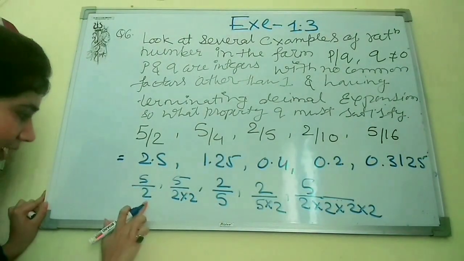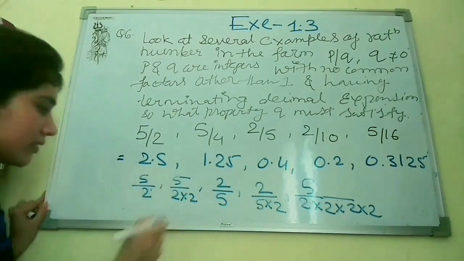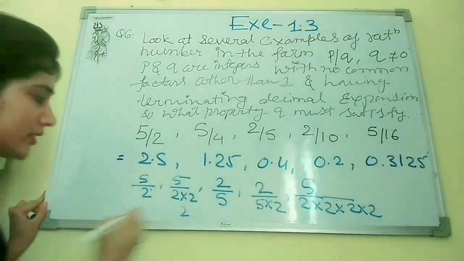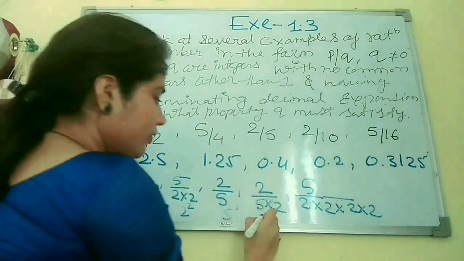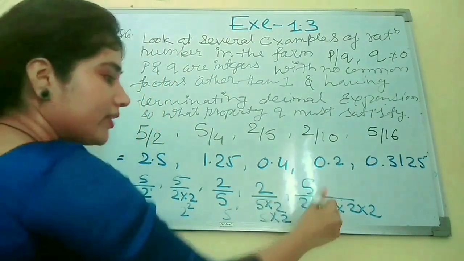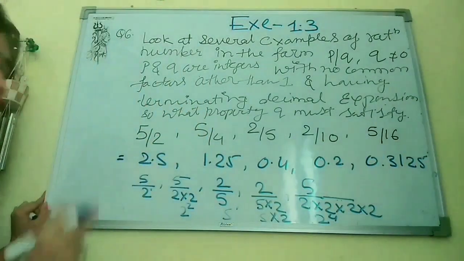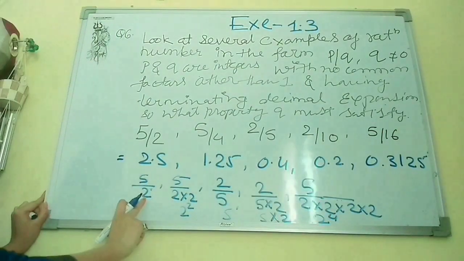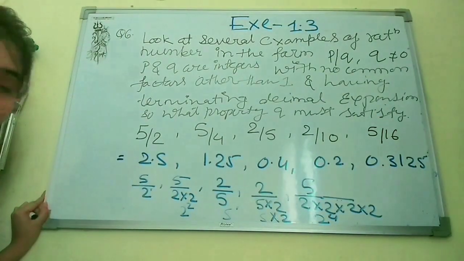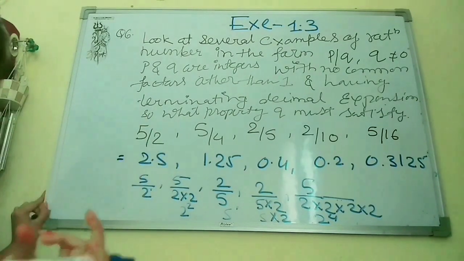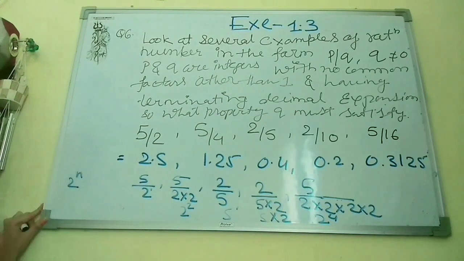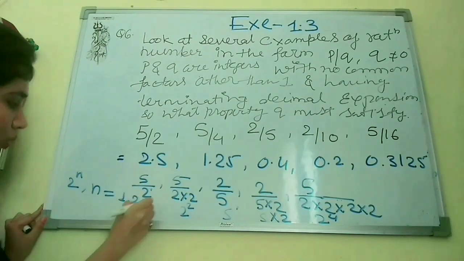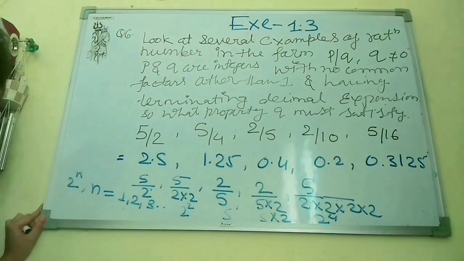We are seeing that 2 has power 1. Can we write it in the form of a power? 2 to the power 2. 5 to the power, obviously, 1. 5 cross 2, and this will be 2 to the power 4. So you are seeing the pattern here that 2 should be in the power. The q must have 2 or any power of 2. So we can write 2 to the power n, where n should be any number like 1, 2, 3 up to infinity.